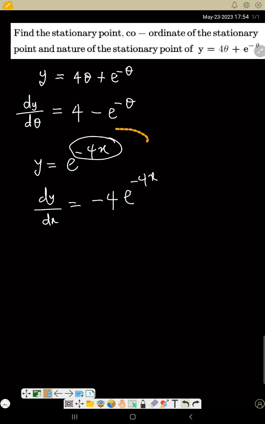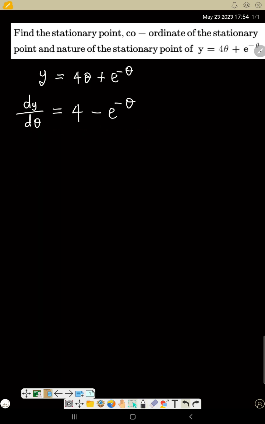So in our case of this theta now, if y equals e raised to power minus theta, I'll first differentiate minus theta to get minus 1. Then you rewrite everything complete. So that's it. That means you have found dy over d theta.